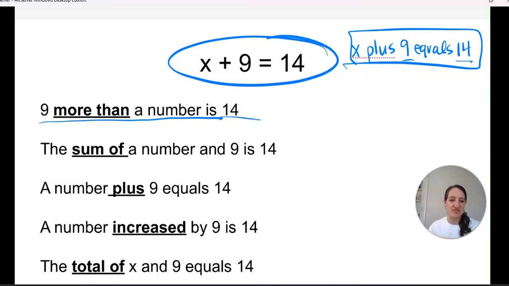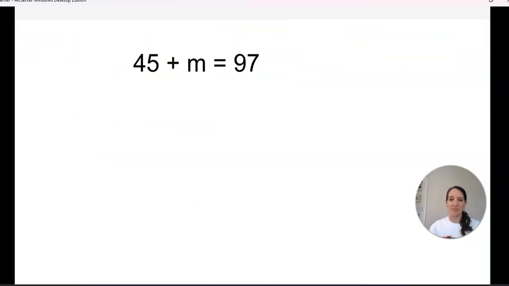Like there's a million different ways you could say this. You could use the fancy sum. The sum of a number and 9 is 14. So you could say is, you could say equals, right? Total x plus 9, the total of x plus 9 is 14. Okay, there's a lot of options there.